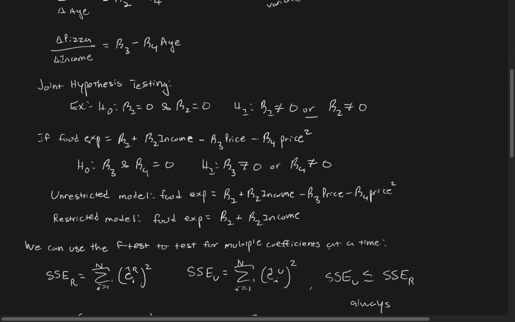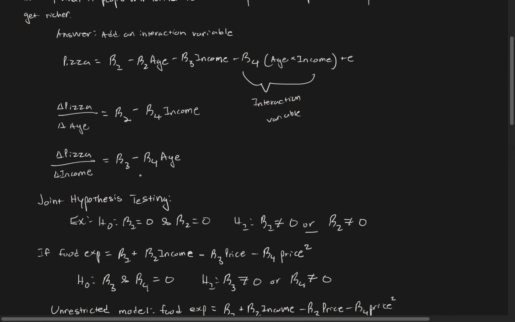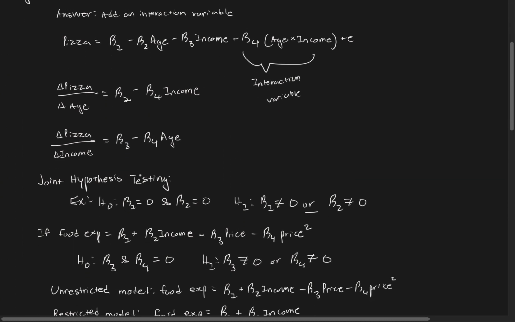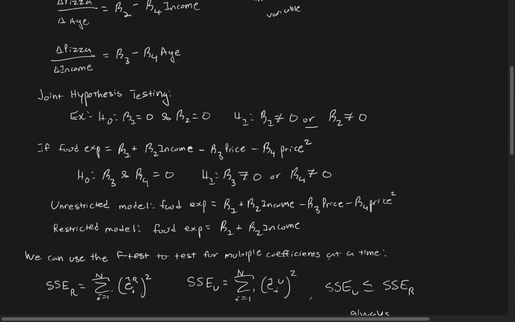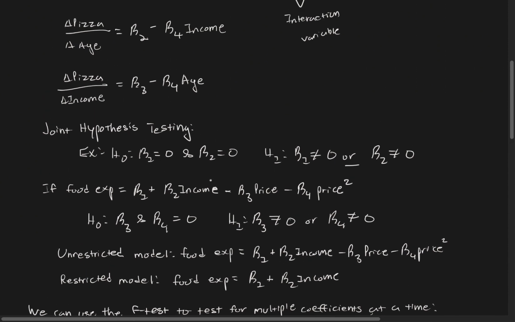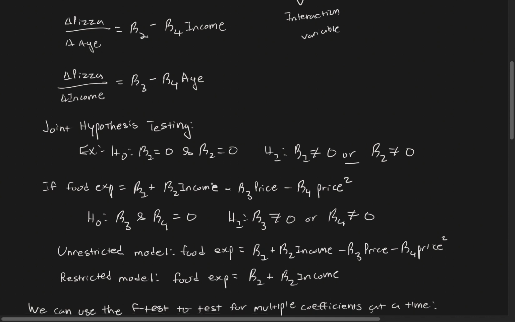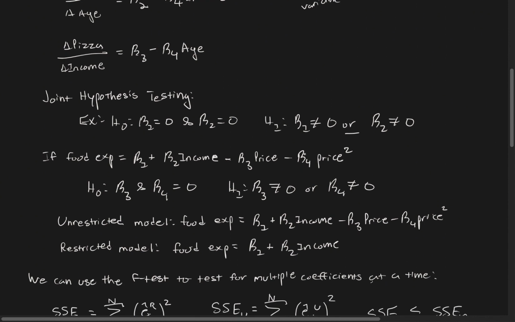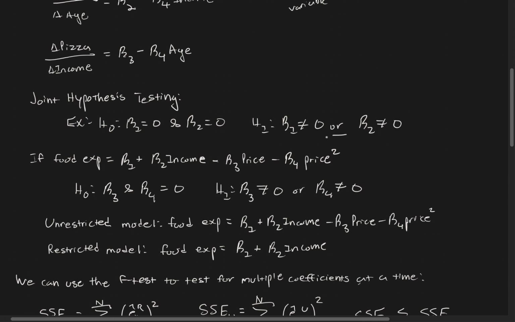So we went over the fact that a single coefficient test in a multiple regression and a simple regression is the same. But what if we want to test multiple coefficients at the same time? In that case, we would do what we call a joint hypothesis test. For example, we would say both the beta 1 and beta 2 coefficients are 0. The null would say that, and then the alternative would say beta 1 or beta 2 does not equal 0.